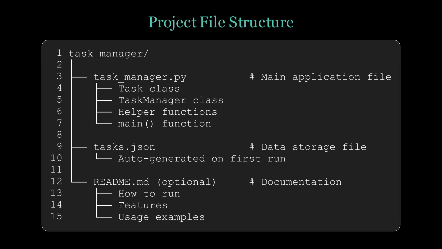Optionally, you can add a README file with documentation explaining how to run the program, what features it has, and usage examples. This structure is perfect for a single file application. For larger projects, you'd split classes into separate files. But for now, having everything in one file makes it easy to understand and share.